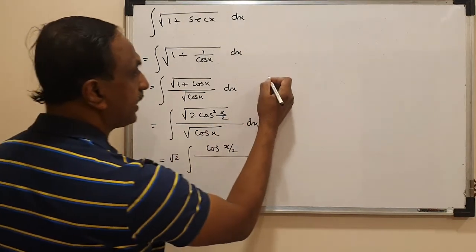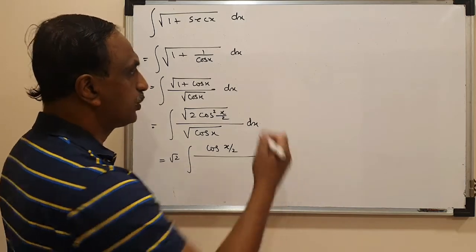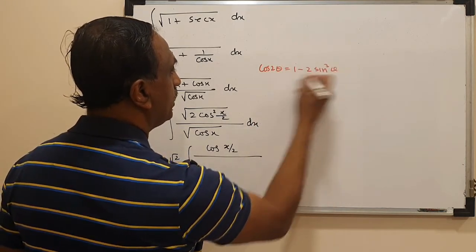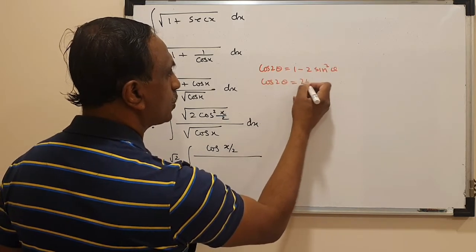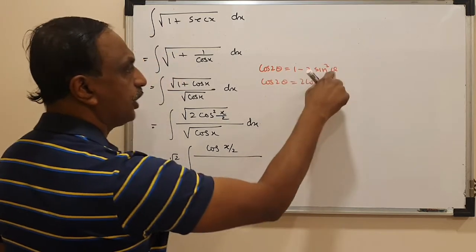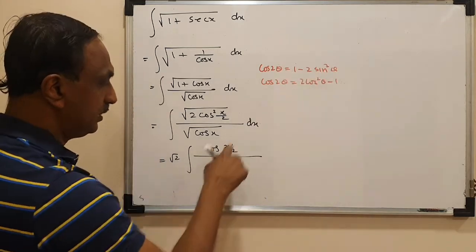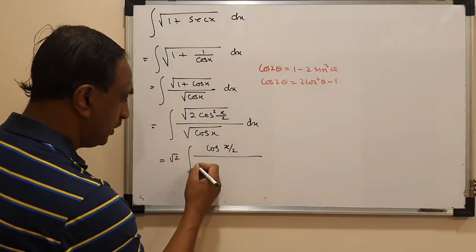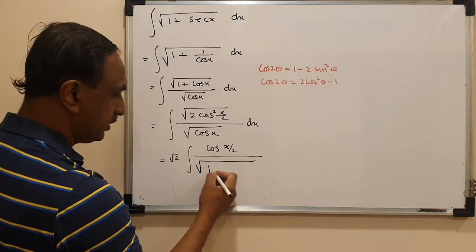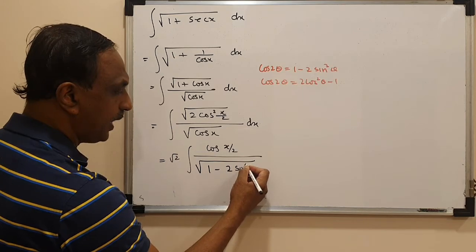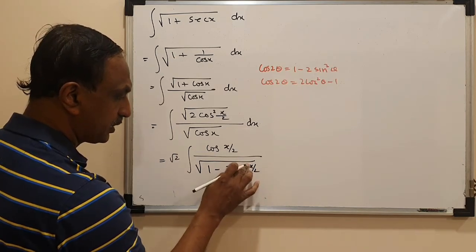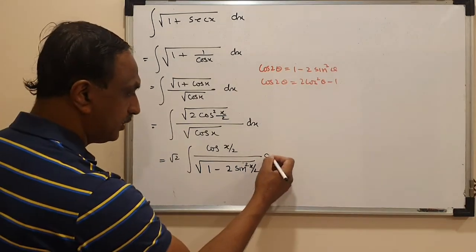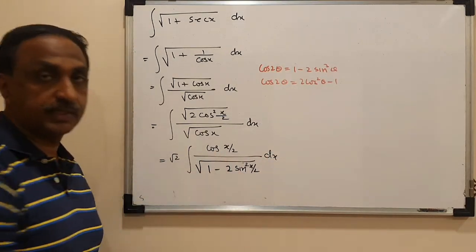So cos 2 theta can be written in different ways. One of the cos 2 theta formulas is 1 minus 2 sine square theta, and another formula is 2 cos square theta minus 1. So if I write in terms of sine, then its derivative is present. So this cos x will be written as root of 1 minus 2 sine square x by 2, so that the derivative of sine x by 2 is present here.